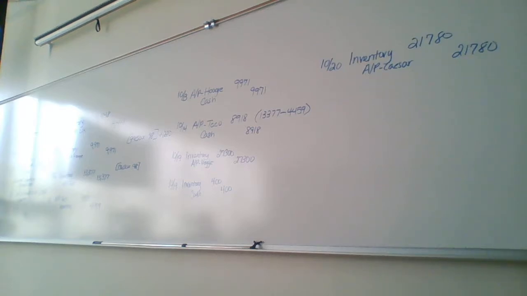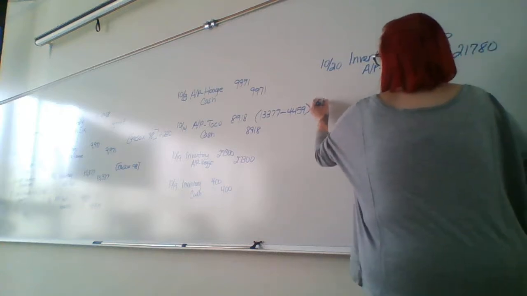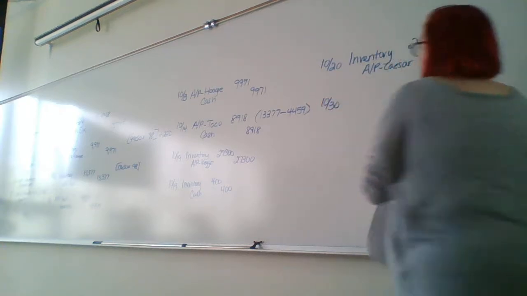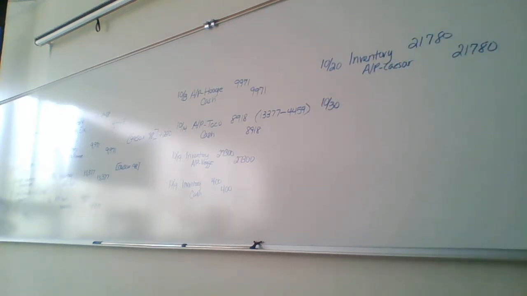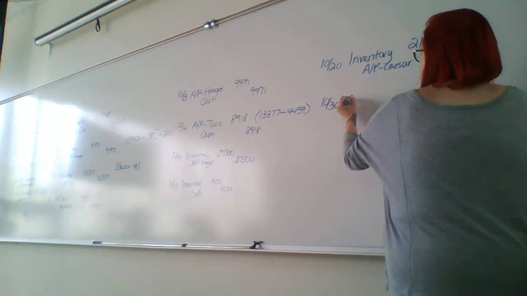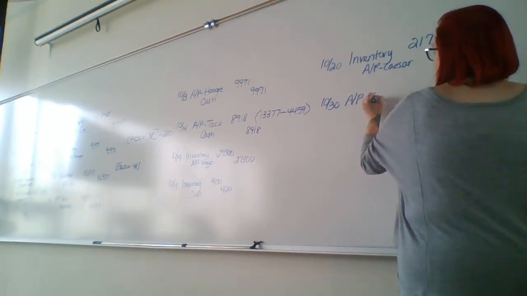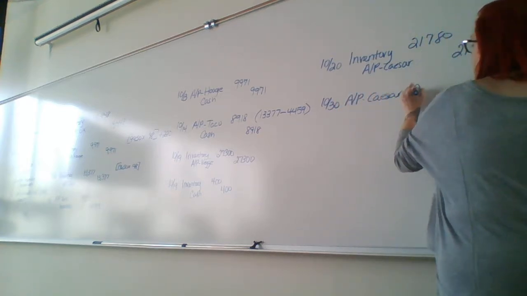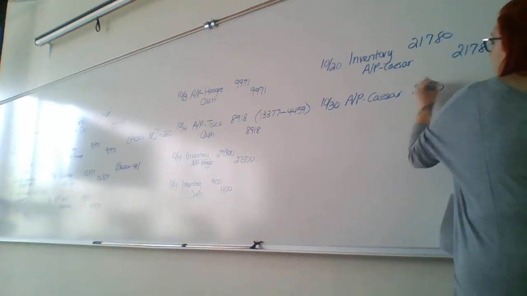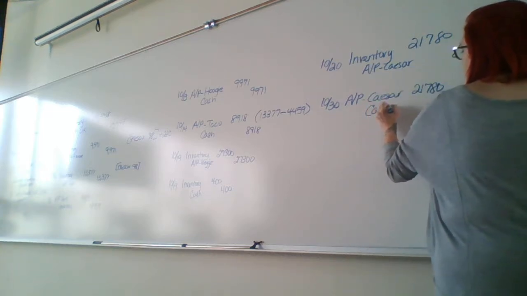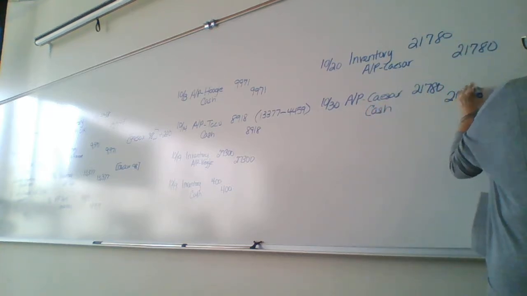And then they make it really easy for us after this. These last three go really easy. On 10/30, we paid Caesar off, so what's my journal entry for that? Accounts payable for Caesar, then credit cash. Yep. Accounts payable Caesar for the $21,780. I'm going to credit cash for the $21,780.